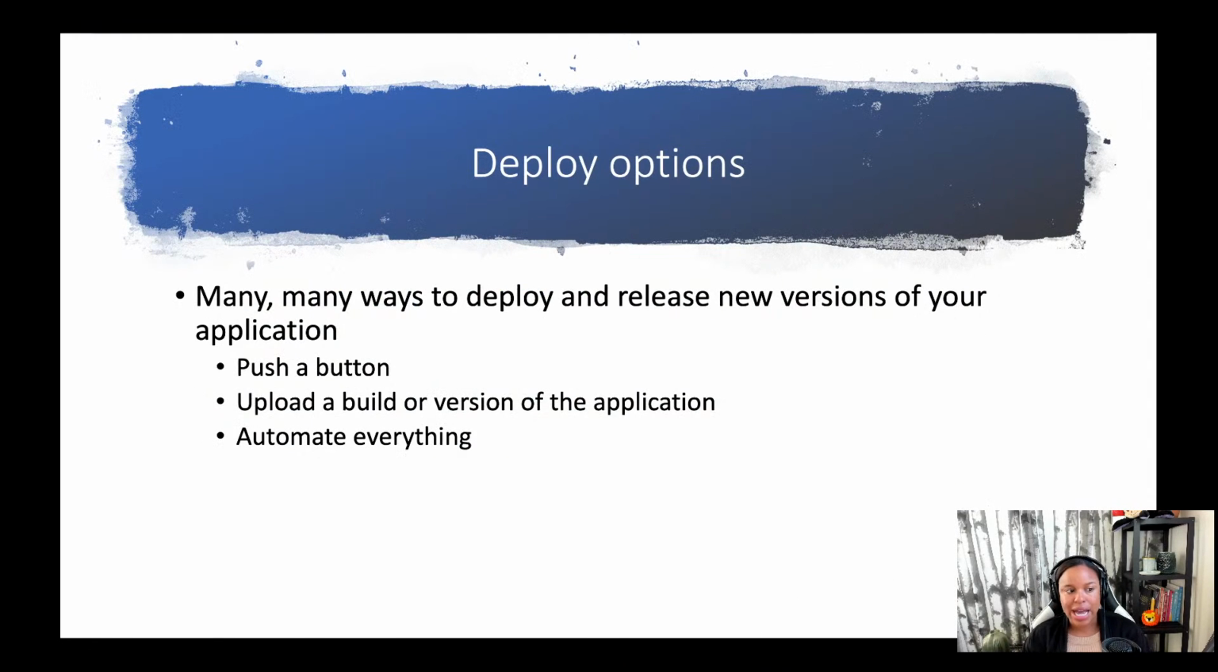So for deploy options, there are many ways to deploy and release new versions of your application. I only included a few here. I would say that there's just seriously such an abundance of different ways that you can deploy your application, from pushing a button to uploading a build or a version of the application to automating everything. So some of that is very broad. So I don't know if I should provide some examples here.